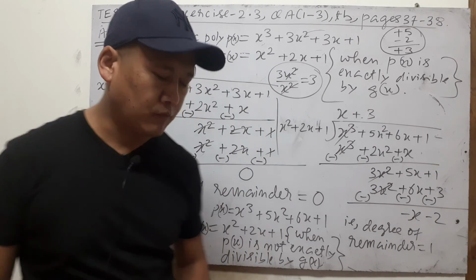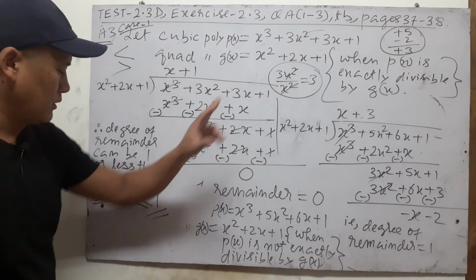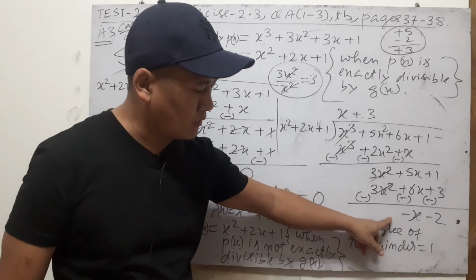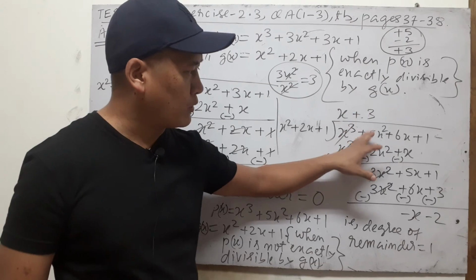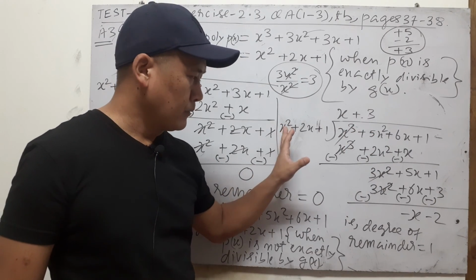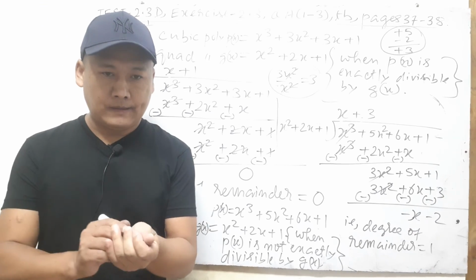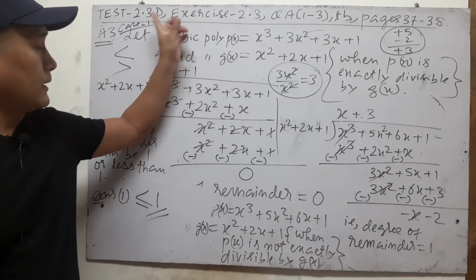The first one is the right one. It can be less than 1, as you can see here, 0 when it is exactly divisible. It can be equal to 1 when the remainder is not 0. The degree of the remainder is always 1 when you divide a cubic polynomial by a quadratic polynomial. I hope you got it. Okay, so that completes the part for this test.